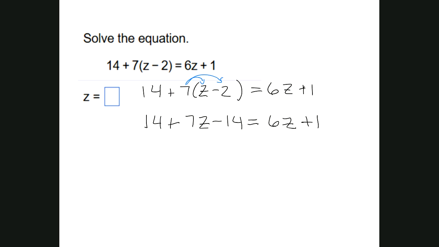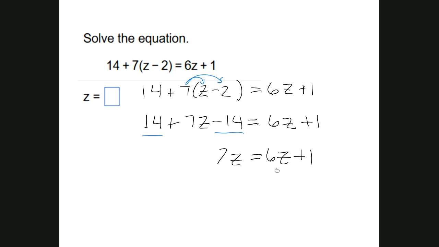Your next step on here is to combine like terms. So I notice that we have a 14 and a minus 14 on the left-hand side. The right side are unlike terms, so there's nothing to do. So 14 minus 14 is 0, which leaves me 7z is equal to 6z plus 1. So this time we only have one constant term on the right-hand side with the number 1. So I'm going to leave that number 1 right there.